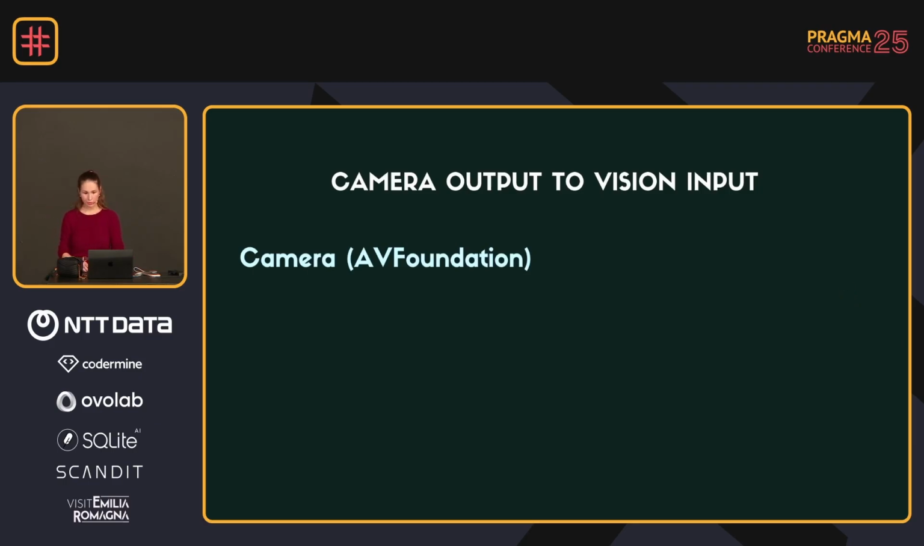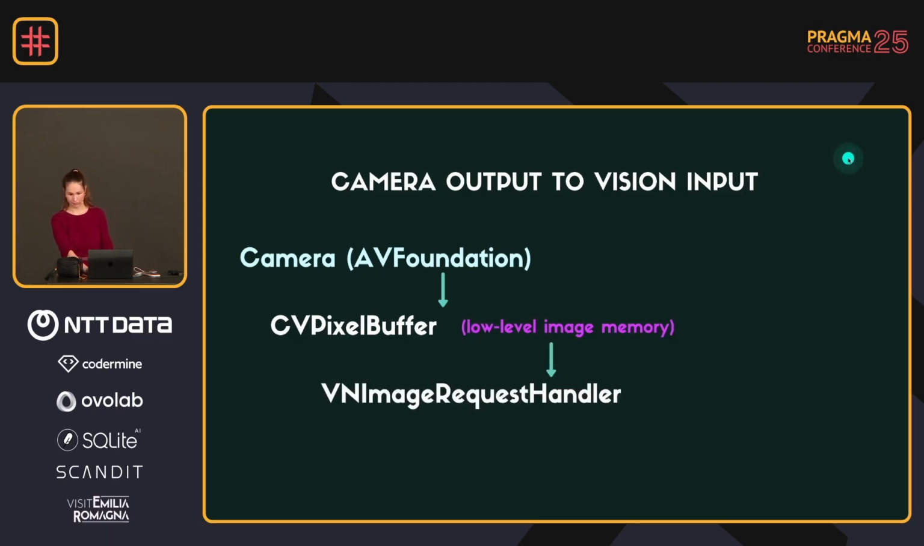First, we have a camera set up with AVFoundation. It starts delivering frames, the raw images, frame by frame. And then these raw images are saved in a CVPixelBuffer, which is low-level image memory. We pass each frame through the request handler, and then the result is shown in a VNFaceObservation.